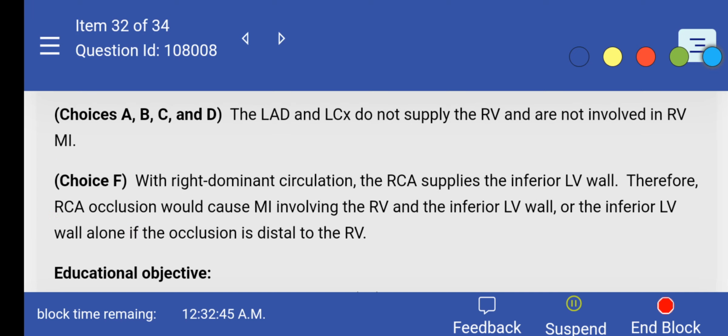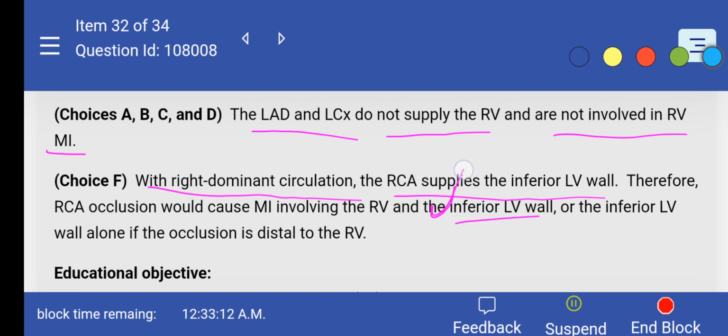Okay, why not option A, B, C, and D? The LAD and left circumflex do not supply the right ventricle and are not involved in right ventricular MI. Why not option F? With right dominant circulation, the RCA supplies the inferior left ventricular wall. Therefore, RCA occlusion would cause MI involving the right ventricle and the inferior left ventricular wall. This is important: or the inferior left ventricular wall alone if the occlusion is distal to the right ventricle.